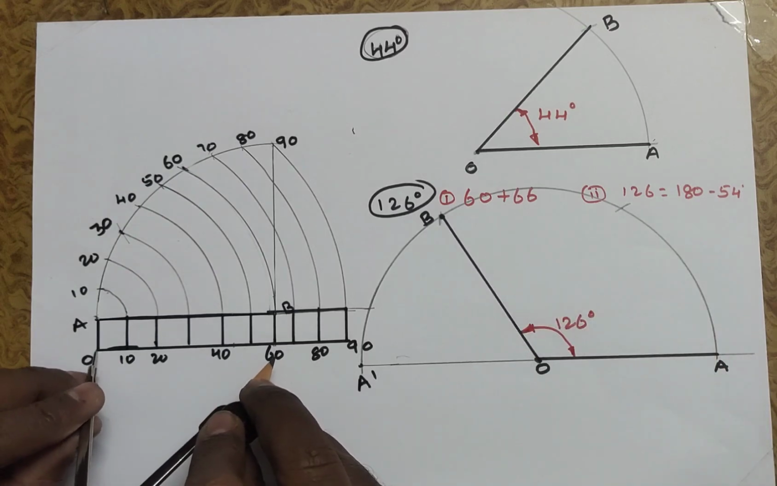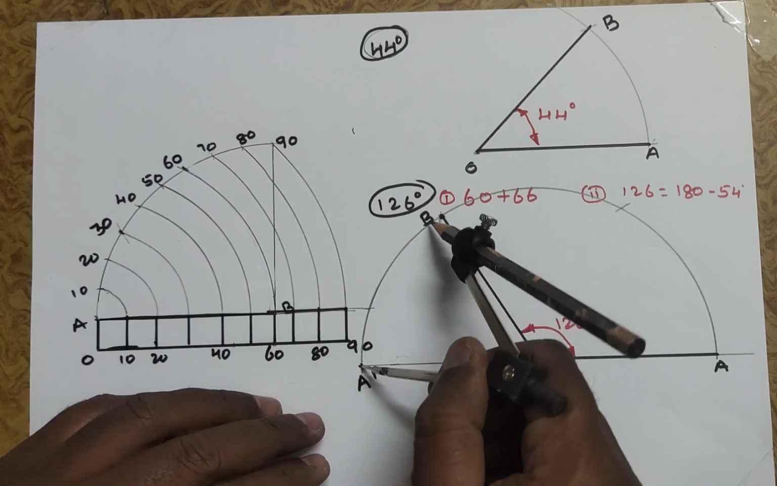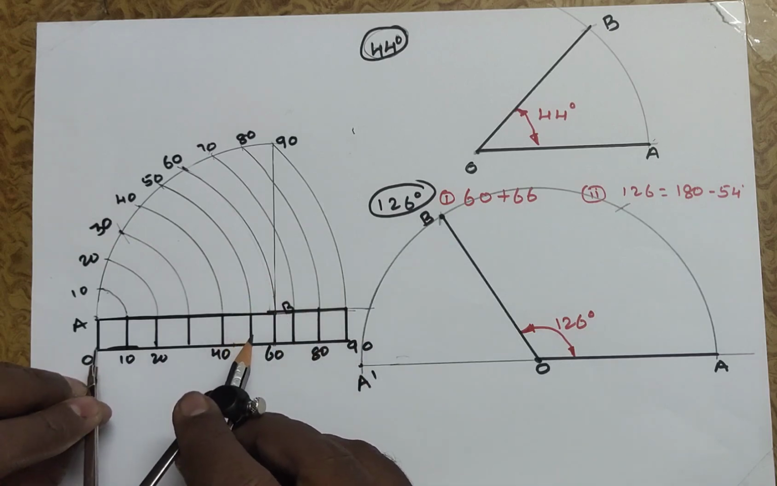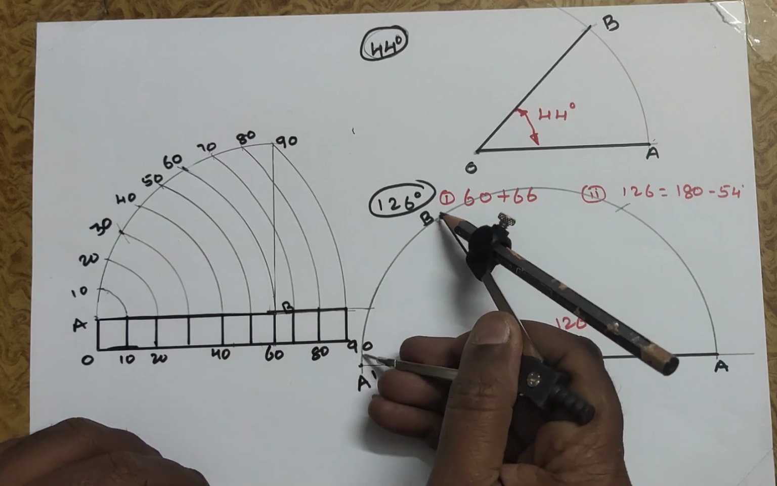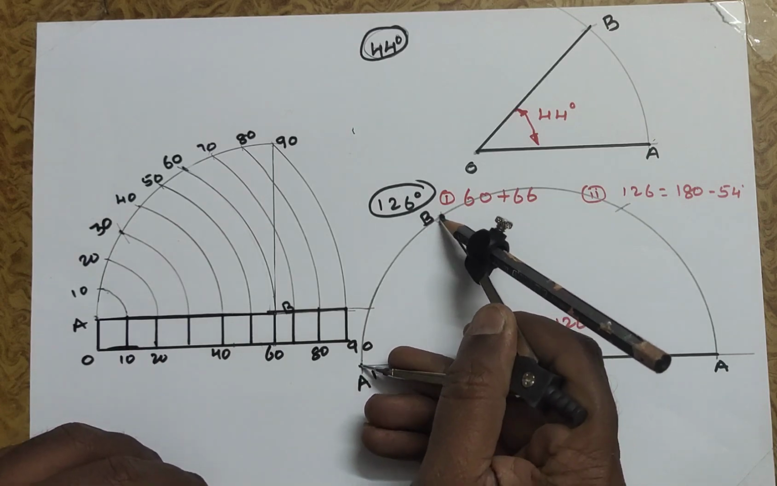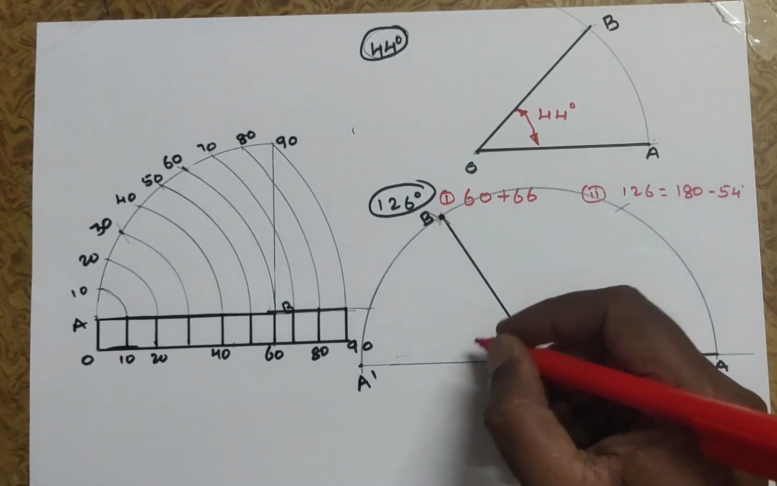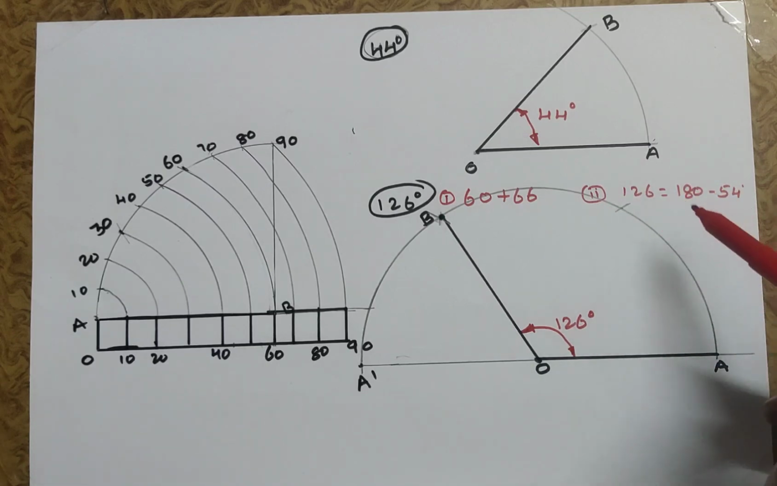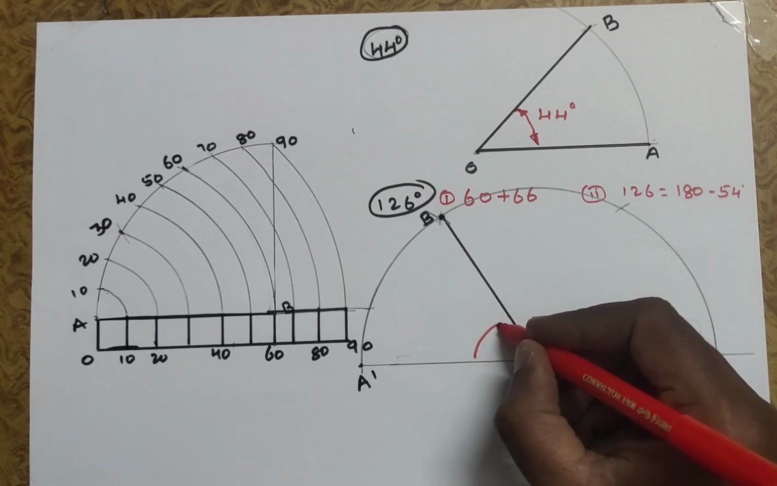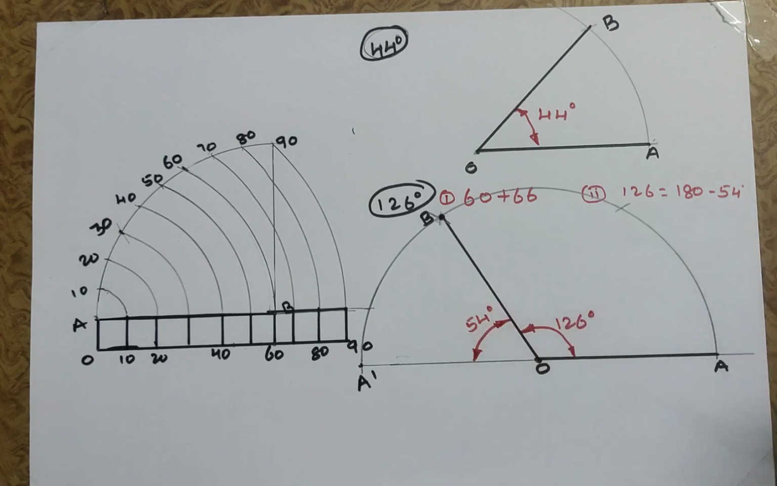Then you take 0 to 54 as radius, with A dash as center. If you draw the arc, we are going to get the same point here itself, B. So if the angle is more than 90 degrees, it is better to go ahead with 180 minus that. Automatically, since it is 54, with a single angle, a single mark, you can get it. So as you wish, whichever you use, you get the same.